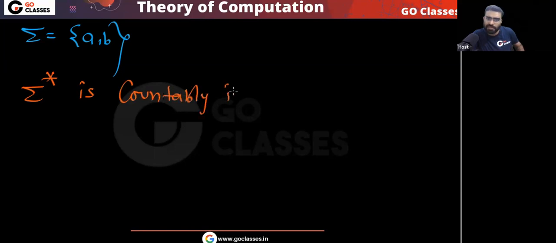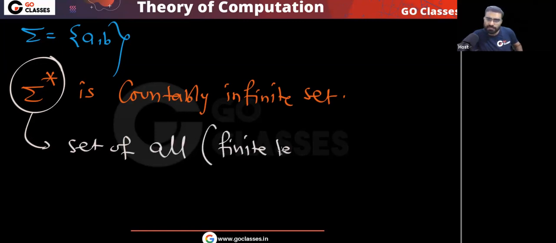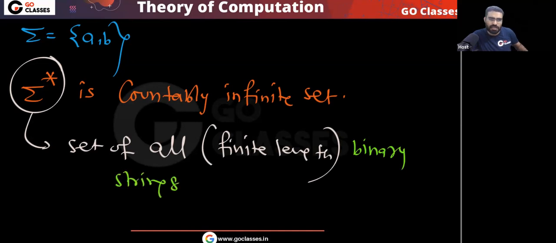If your sigma is a comma b, this is the final conclusion: sigma star is a countably infinite set. And what is sigma star? Sigma star is the set of all finite length binary strings. So this set of all finite length binary strings is countable.